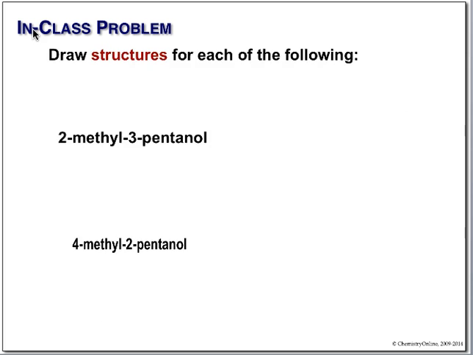Two more simple ones here. This is a pentanol. So we have 5 carbons in our chain. You count down to carbon number 3. You put the OH group. Go back to carbon number 2. You put the methyl group. And it looks like this. Carbon 1, 2, 3, 4, 5. Hydroxyl group on carbon 3. Methyl group on carbon 2.